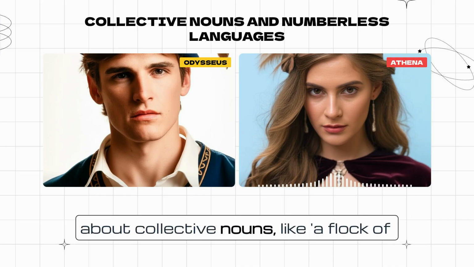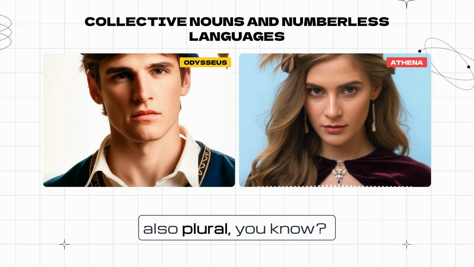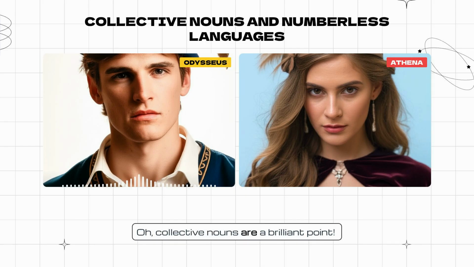What about collective nouns like a flock of birds? That feels like it's singular, but also plural, you know? Oh, collective nouns are a brilliant point. A flock of birds, a team, a government, they refer to a collection of things as a single unit. In English, they're grammatically singular, but semantically, they're plural. This is why you get that British English thing where they might say, the team are playing well, if they're thinking of individuals, whereas American English almost always sticks to, the team is playing well. It's a subtle but fascinating difference, isn't it?